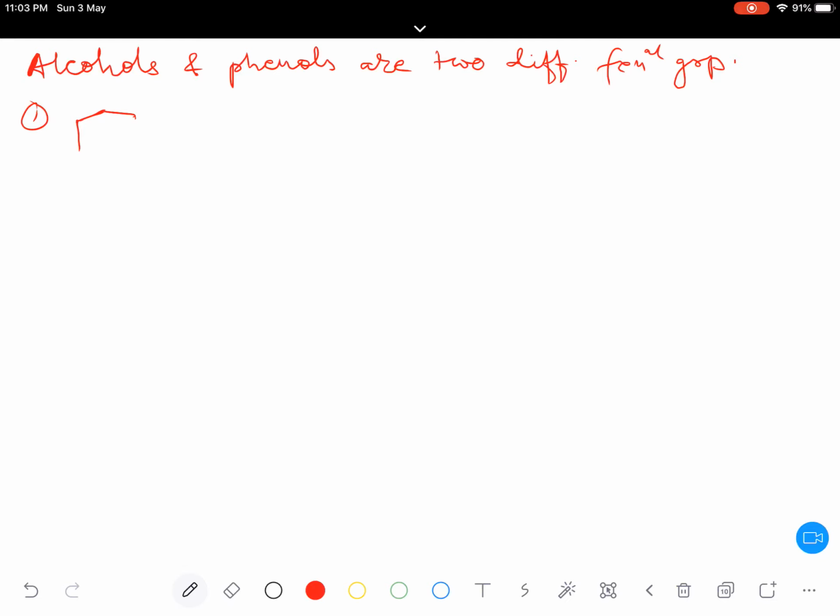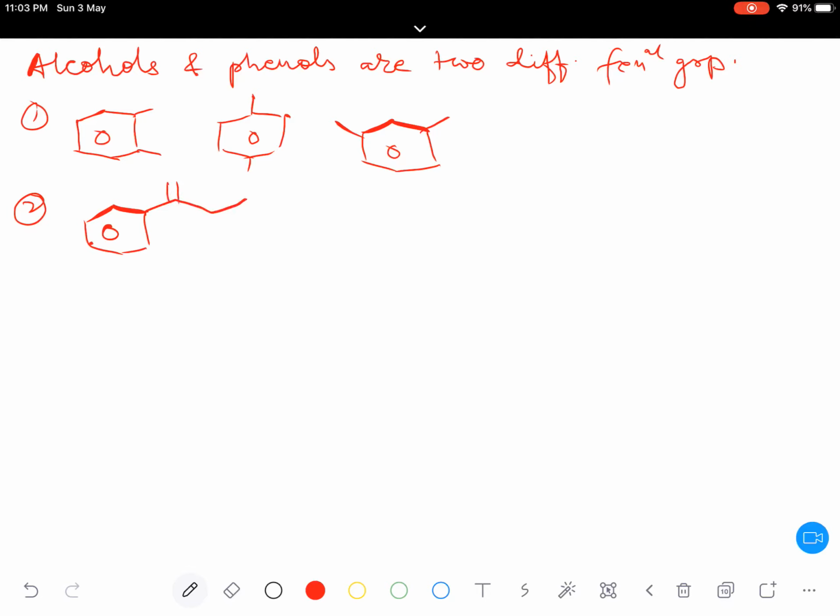Question number 1. You have to define what kind of isomerism is there. Position or chain. Question number 2.